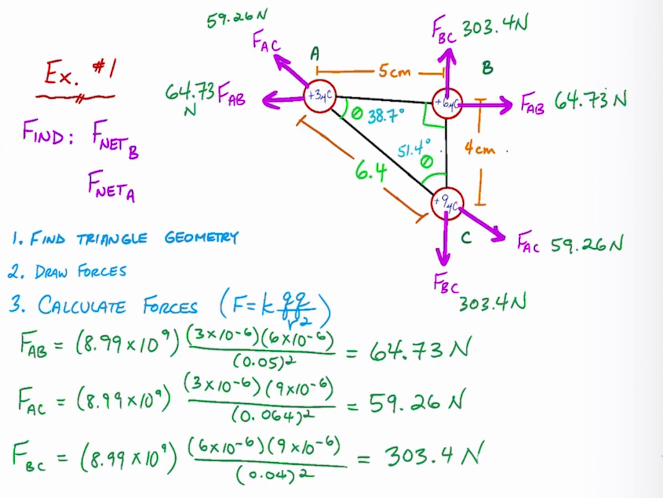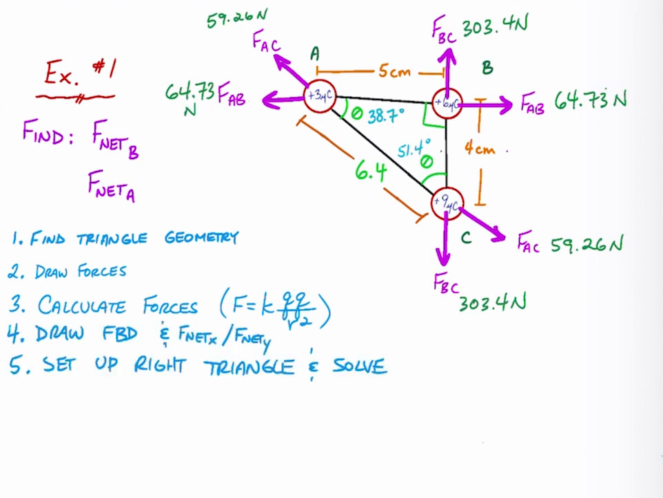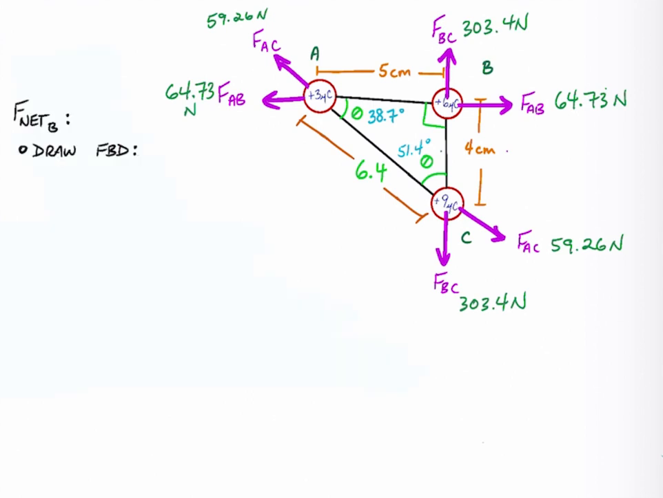Depending on what we're looking for, we have all the values and all the directions of these forces. So the final step, once you have this, is going to be 2 steps. You're going to draw the free body diagram and find the F net X and F net Y equations, just like we did when we analyzed forces. And then after you have those values, you're going to use the F net X and the F net Y to set up a right triangle and solve the problem. So I'm going to first apply this process to find the net force on B. So I'll clean this up a little bit.